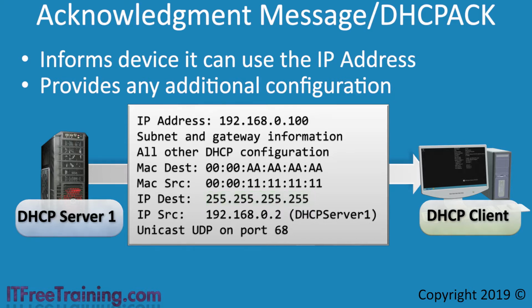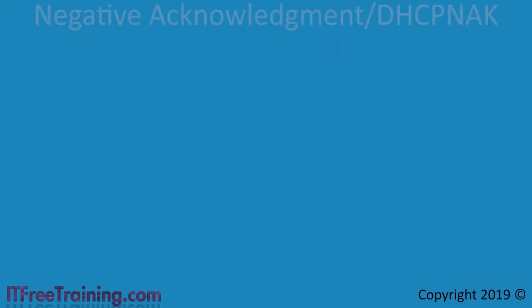Once this message is sent, the DHCP server will record this IP address as being allocated to that device. It will not allocate the IP address to any other device. The device is now free to use the IP address for network communication. In most cases, the process will go as expected. However, I will cover one last message type that is used when something goes wrong.